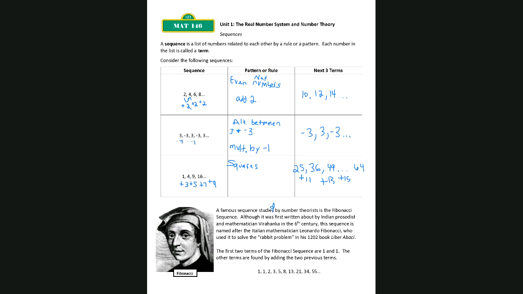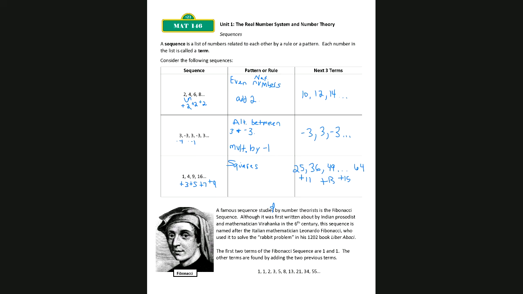So there was a prosodist and mathematician in the 6th century named Virabhanka, I guess, I don't know. He was an Indian mathematician, and he wrote about the Fibonacci sequence. He didn't call it the Fibonacci sequence, but he wrote about this sequence of numbers. The reason why we call it the Fibonacci sequence is because in 1202, in his book Liber Abaci, Leonardo Fibonacci used the sequence to solve what he called the rabbit problem.